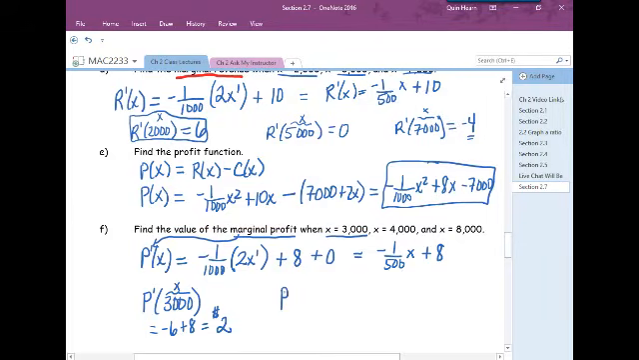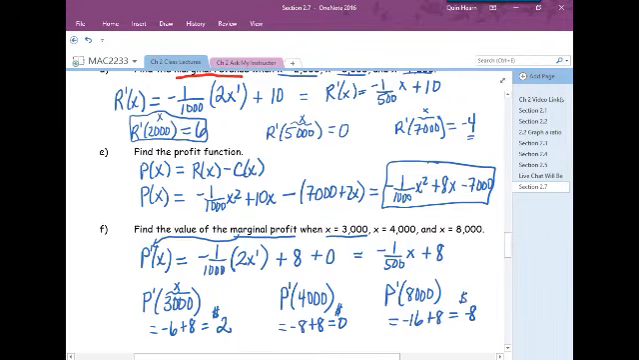All right, the change in your profit, you're increasing by $2 per unit. The change in the profit at a level of 4,000, 4,000 divided by 500 is what, 8? So we're going to have negative 8 plus 8 equals 0. So at that moment, our profit stops increasing, it looks like. And then let's see what's happening if x happened to be 8,000. 8,000 divided by 500 is going to be 16. So negative 16 plus 8 is negative 8. Ooh, we're losing profits at that production level.